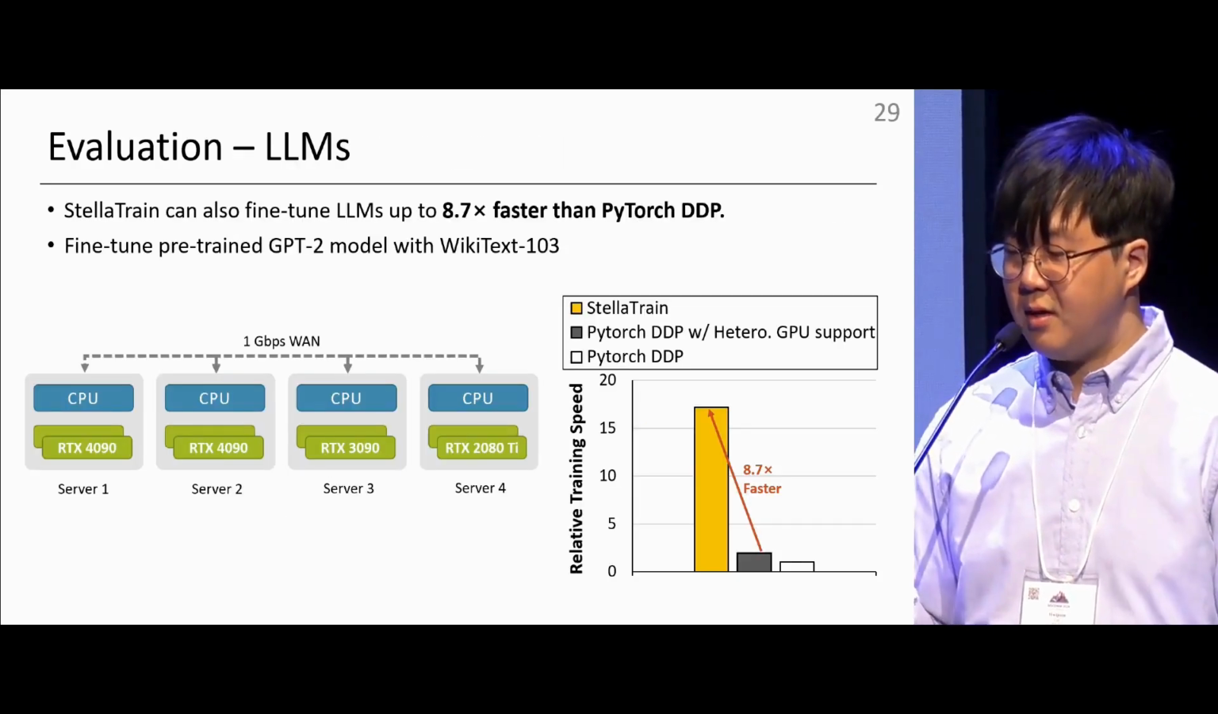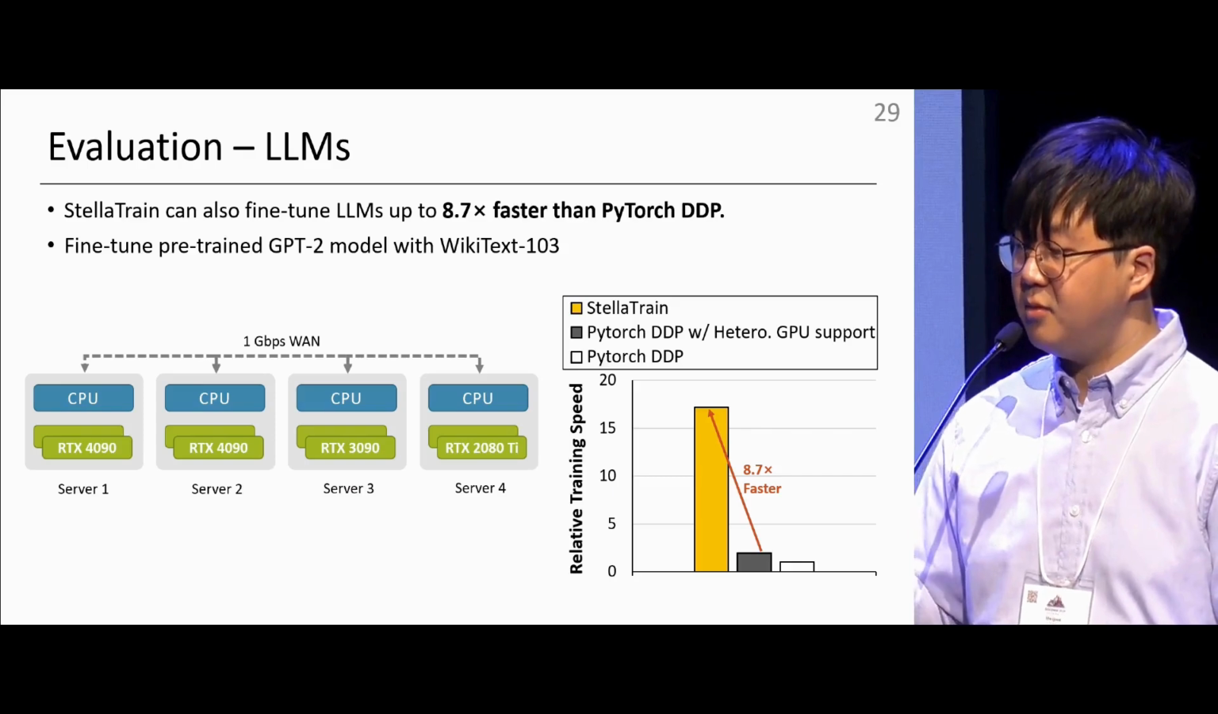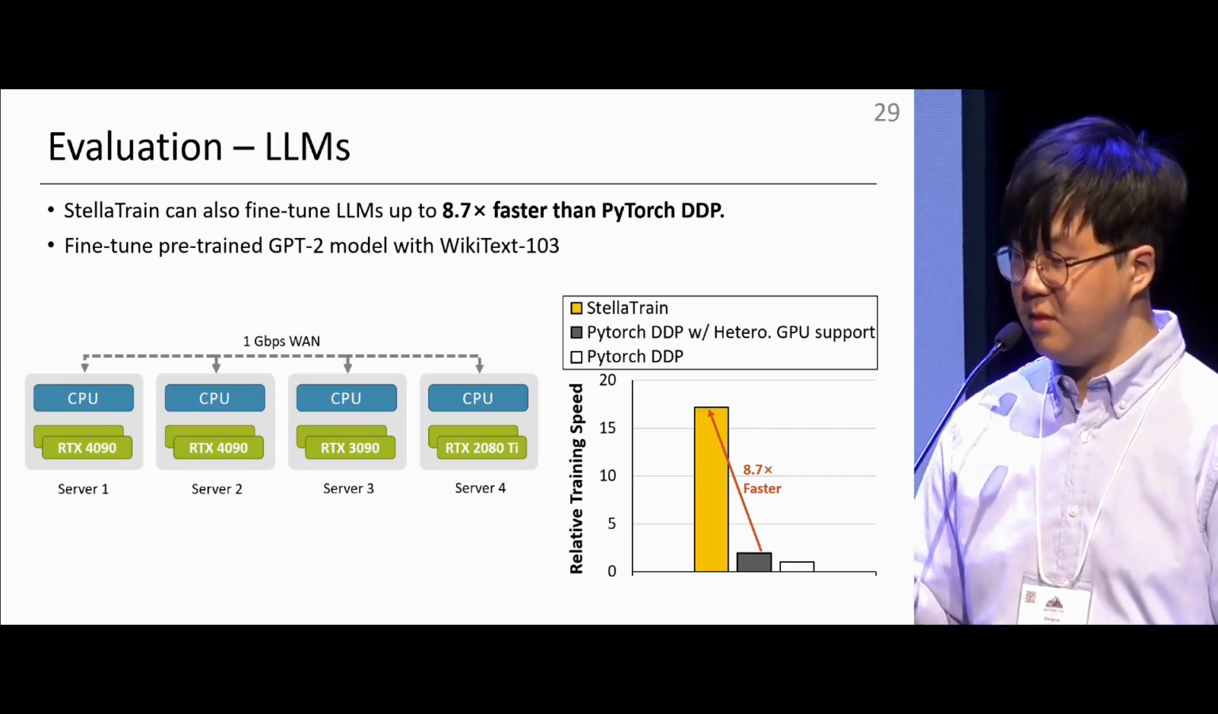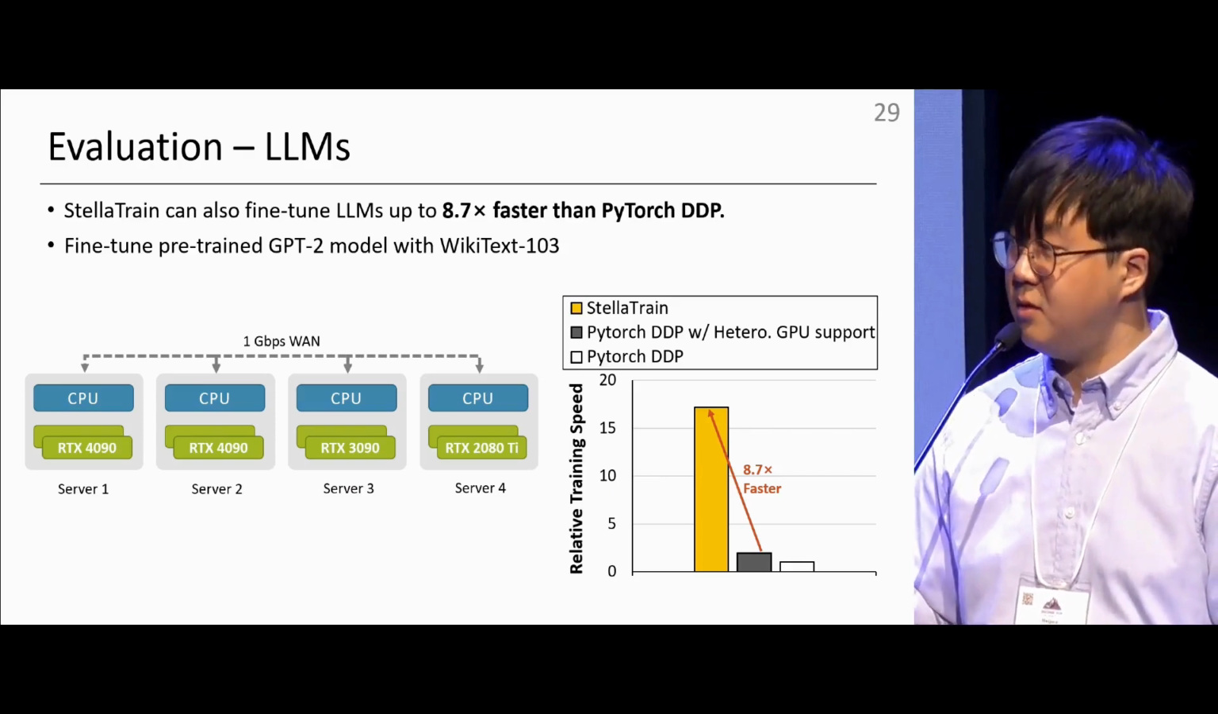We also show that SAGCOMM can fine-tune LLM up to 8 times faster than PyTorch DDP, which was evaluated on the GPT-2 model.